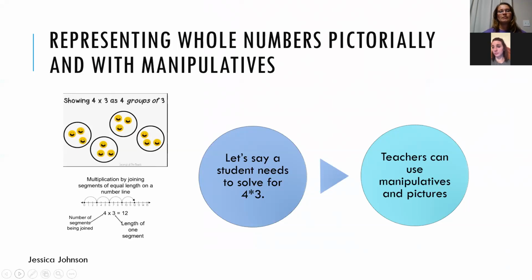We can use a number line. The whole number 4 is represented by the jumps. The dotted line is the jumps. We have 1, 2, 3, and 4. And then the ticks in between the jumps represent the whole number 3. 1, 2, and 3. So the number line helps the student understand that 4 times 3 equals 12. Our whole number is 12.